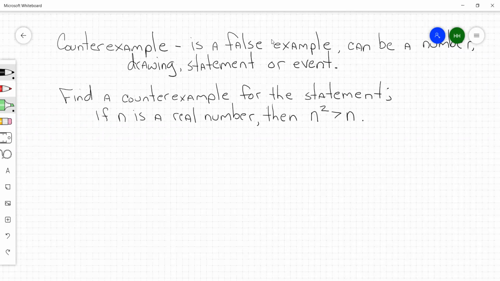The counterexample would be when n is 1. Because 1 squared is not greater than 1, is it? 1 squared is not greater than 1. 1 squared is equal to 1. So for this statement, if n is a real number, then n squared is greater than n, if you're asked to find or list a false example, a counterexample, then when the value of n is equal to 1, that's a false example. A counterexample is something showing that a statement is untrue, and then giving an example of the statement being untrue.